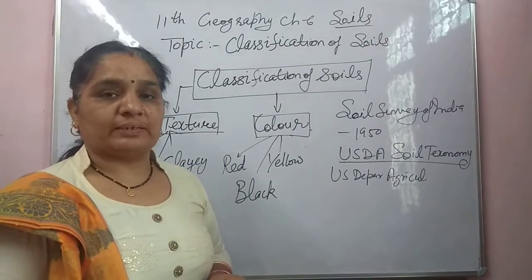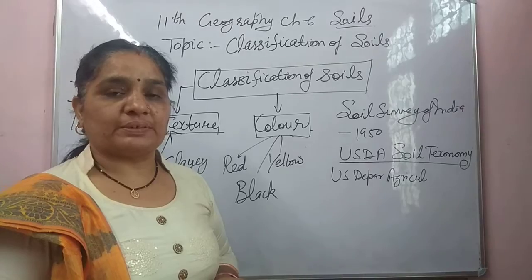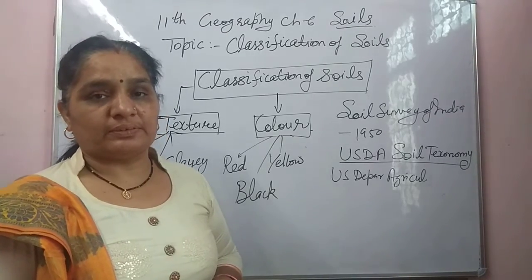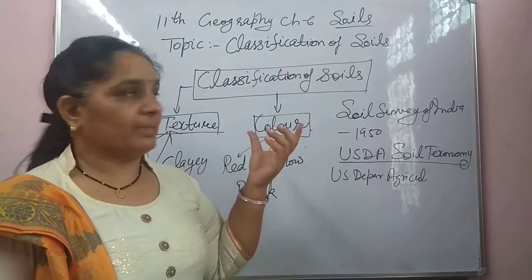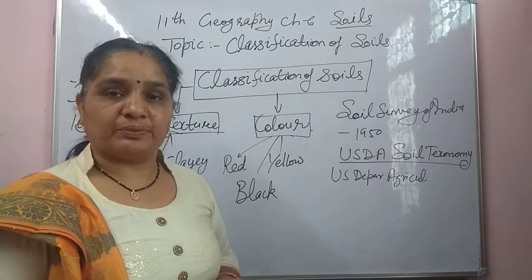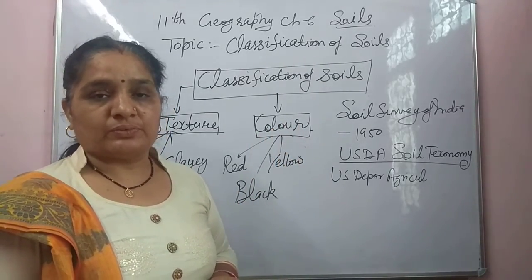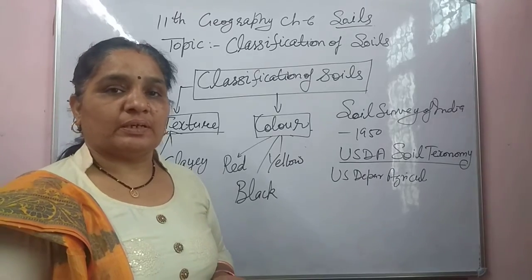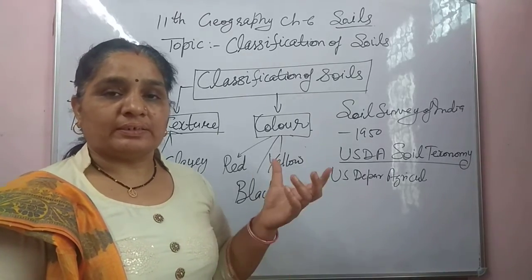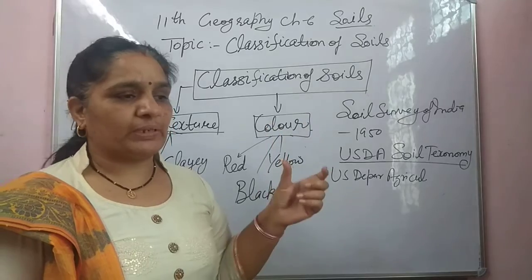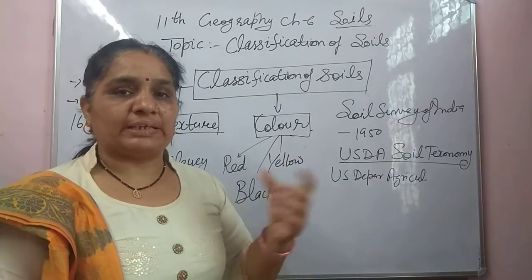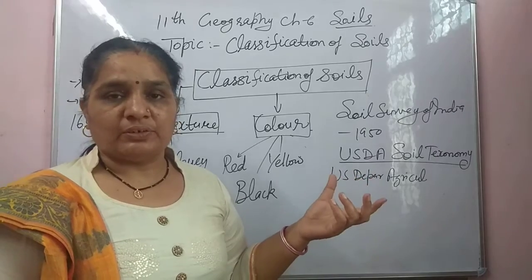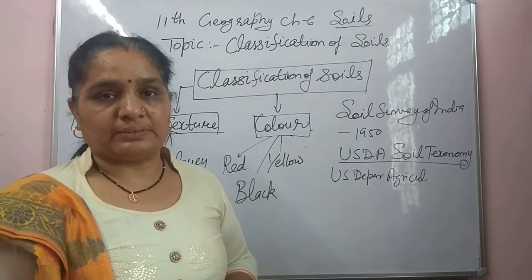So today we will start 11th class geography chapter 6, soils. It is clear that in this chapter we will learn about different types of soil. What are the causes? Why are we seeing different types of soil in very nearby areas, at little bit distances? So what are the causes of this?